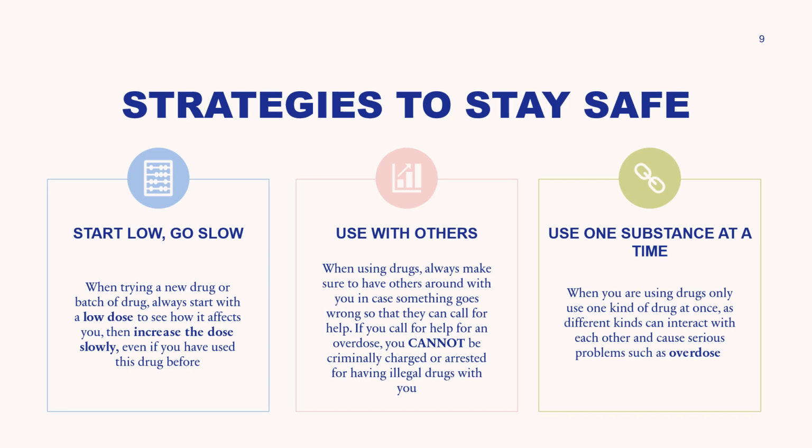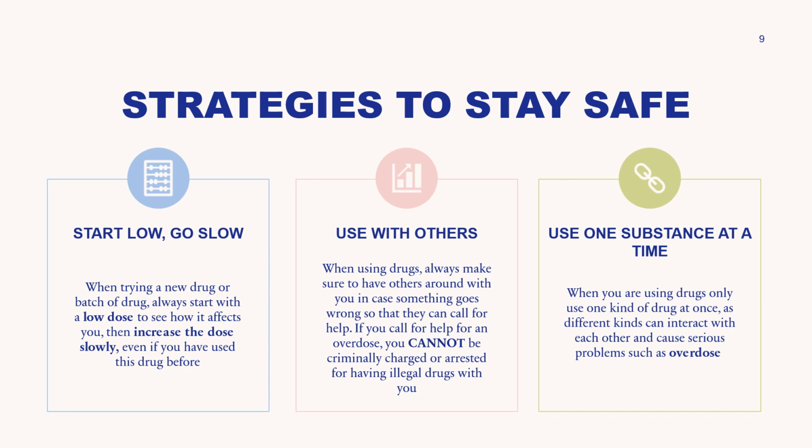So the second strategy is always use with others. So when using drugs, always make sure to have others around you in case something goes wrong, so they can call for help. And just an important message with that as well is if you call for help for an overdose, you cannot be criminally charged or arrested for having and using illegal drugs or illegal substances. It is part of the Good Samaritan Act. And so you are able to call an ambulance or able to call for medical help without being in trouble yourself if you're responding to an overdose or what you think might be an overdose.